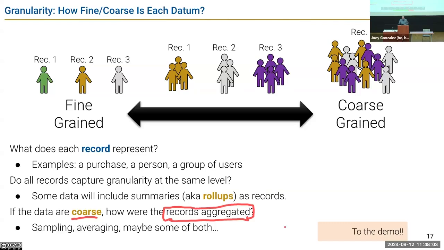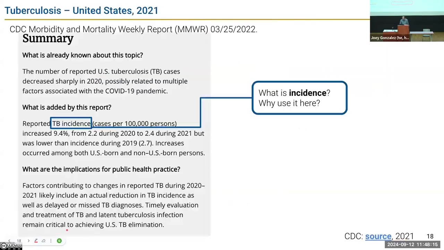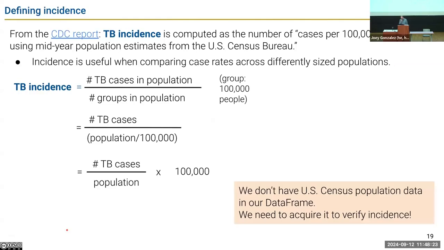All right, this is in the way. Okay. And there are many ways in which these aggregates can be computed: sampling, averaging, some combination of the two. All right, so we're going to dig further into this. We'll work out the tuberculosis incidence. What is incidence? So I'm going to play with some basic probabilities, but proportions, the data analog to these probabilities.